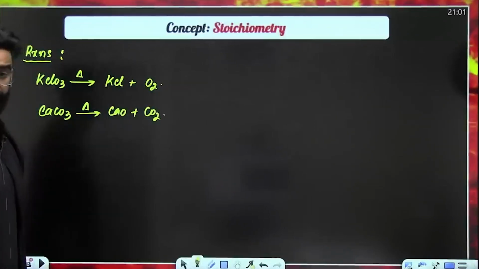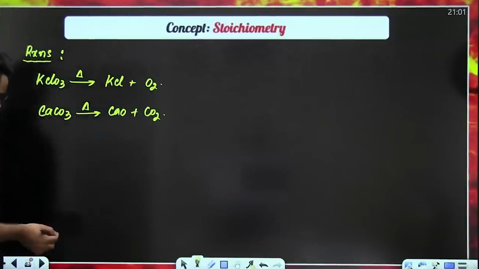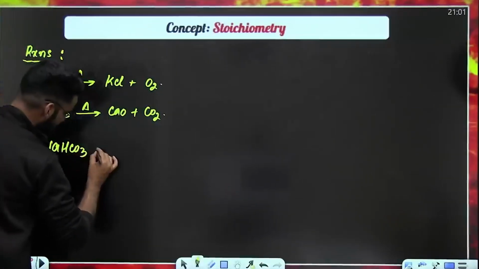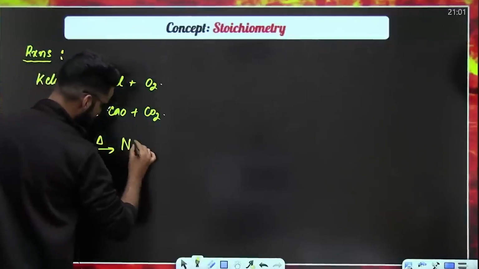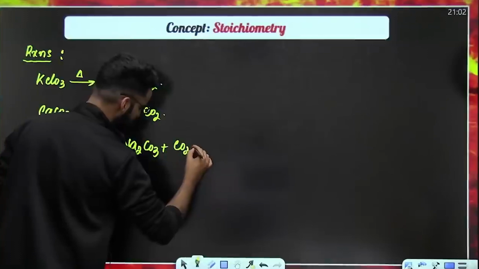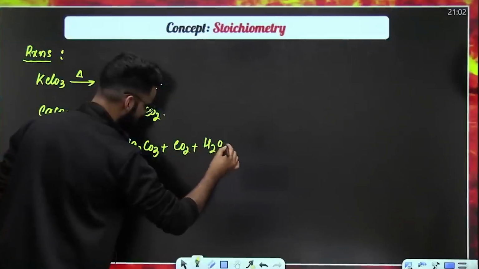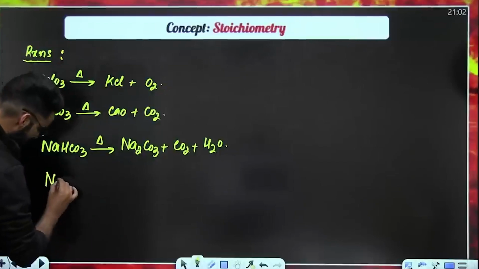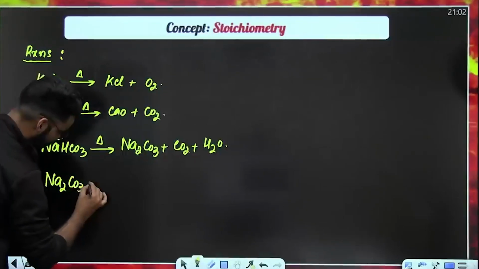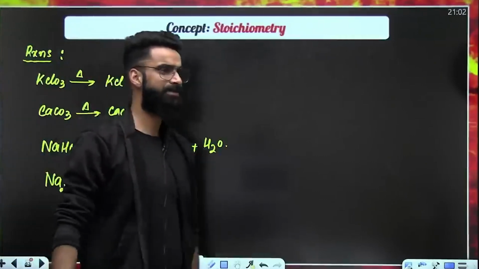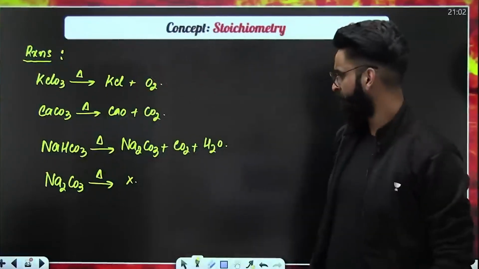This is one more important reaction. Third reaction, NaHCO3, sodium bicarbonate, upon heating gives sodium carbonate, Na2CO3, plus carbon dioxide plus water. This is one more important reaction which is frequently used. Na2CO3, sodium carbonate, when you heat it up, nothing happens. No reaction takes place here.